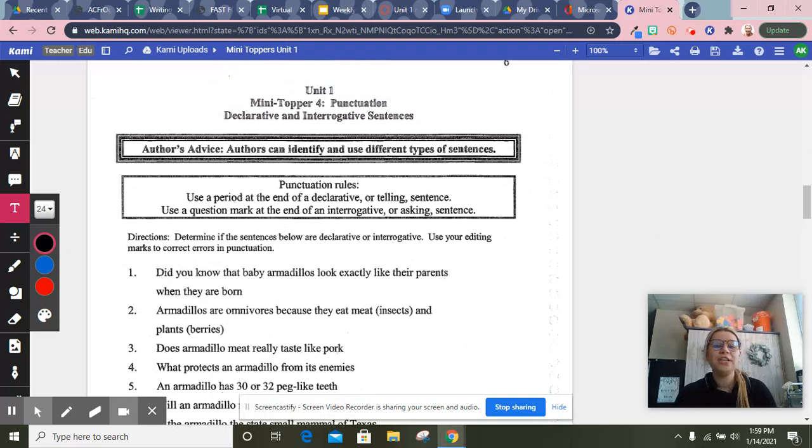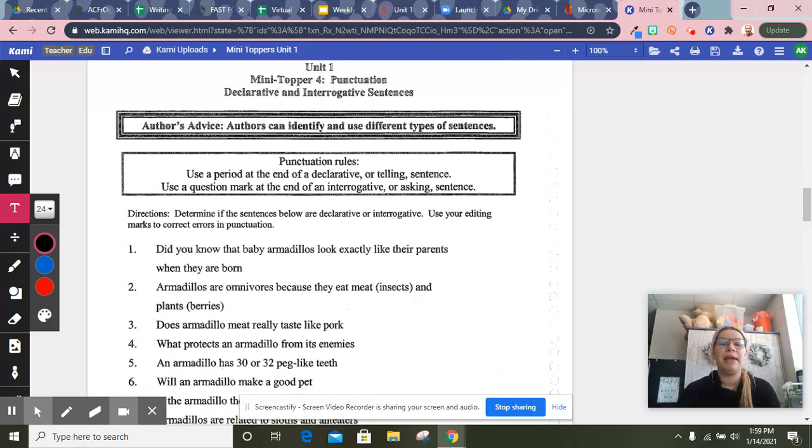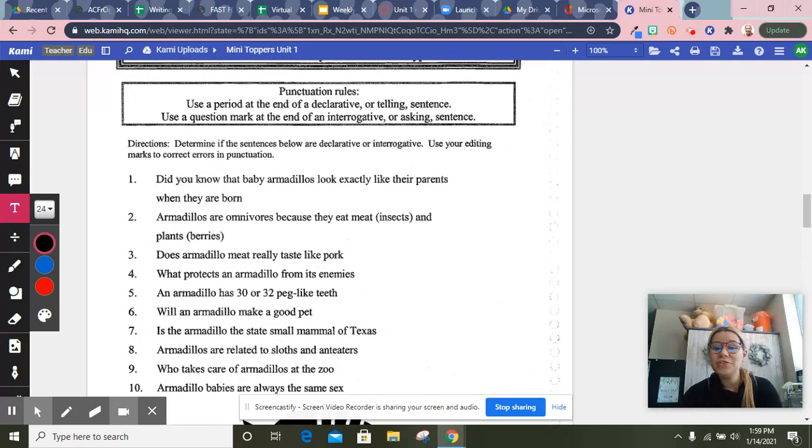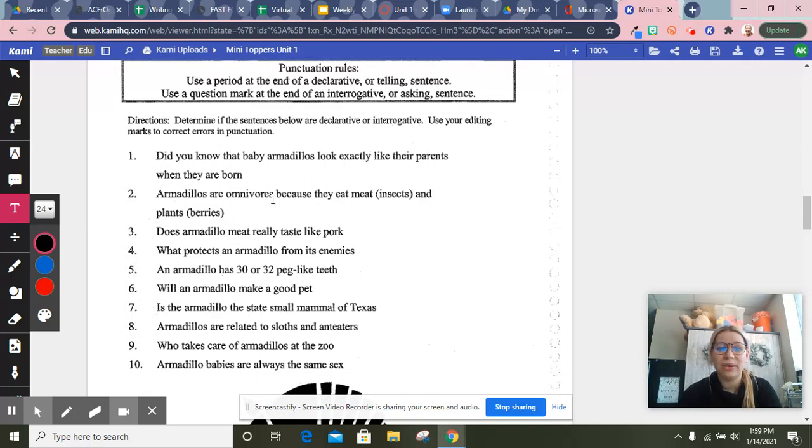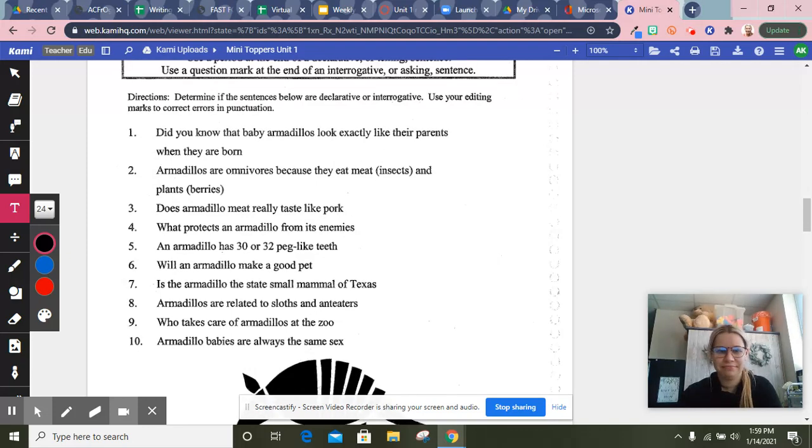Then punctuation, declarative and interrogative. You use a period at the end of a declarative or telling sentence, and you use a question mark at the end of an interrogative or asking sentence. So if it's telling you, you put a period. If it's asking you, you put a question mark. So, did you know that baby armadillos look exactly like their parents when they are born? That uses a question word to start out with. Did is a question word. When you see that, you know I need a question mark. So you'll go through all of these and just put the correct punctuation at the end of it.